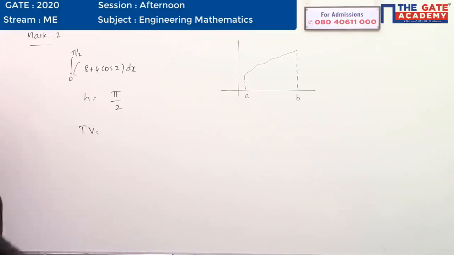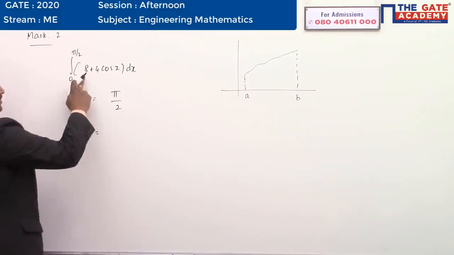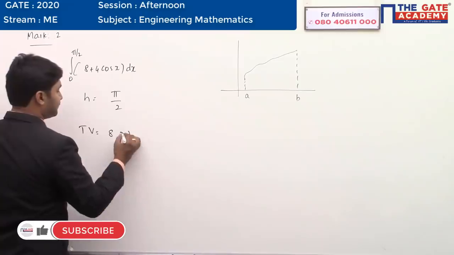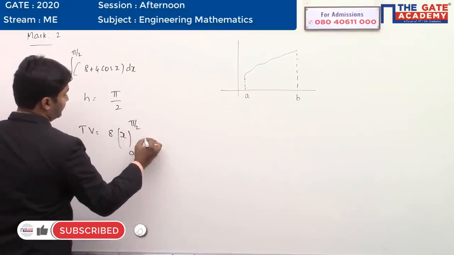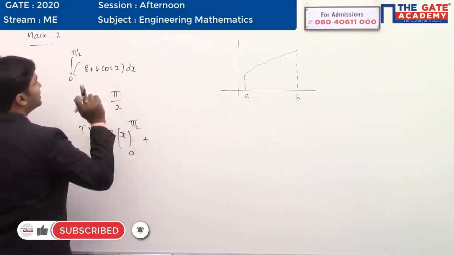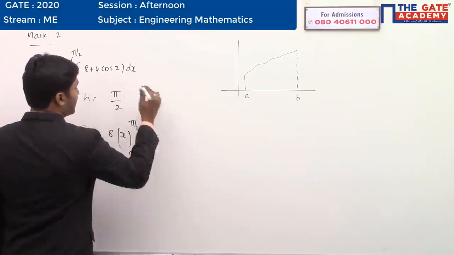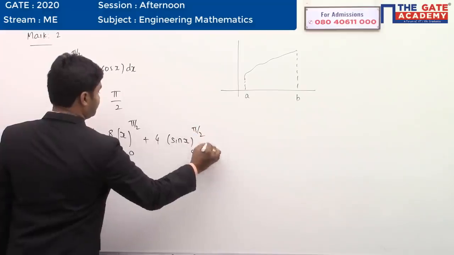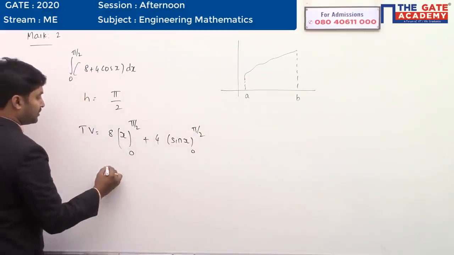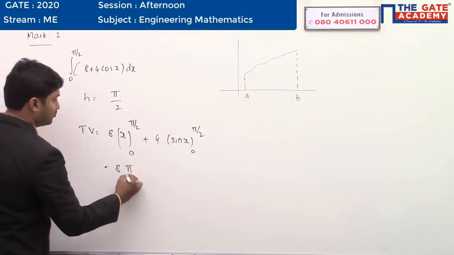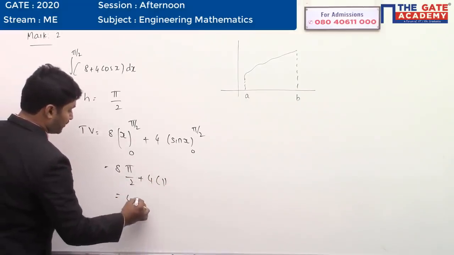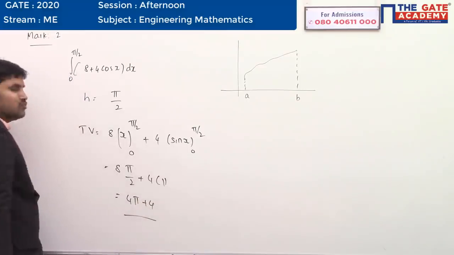So if you solve using the analytical method, a simple formula method, the integration of 8 becomes 8 into x from 0 to pi by 2, plus 4 into sin x from 0 to pi by 2. So here this becomes 8 into pi by 2 plus 4 into 1. So this is equal to 4 pi plus 4. Very simple, correct? This is the true value.